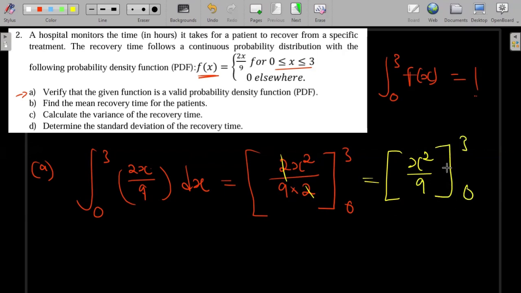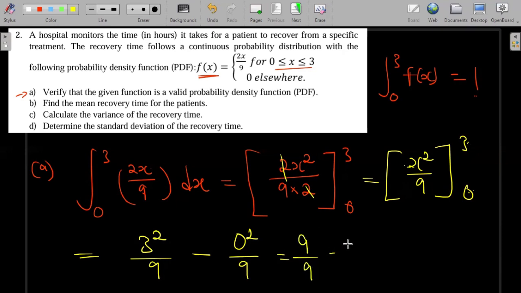So now we just have to replace the limits there. The first one will be 3 squared divided by 9, where there's x, I've put this 3. Then I'm going to say minus, where there's x, I'm now putting 0. So this is 0 squared divided by 9. This gives me 9 over 9 minus 0 over 9, which will just be 1 minus 0, which will just be 1.